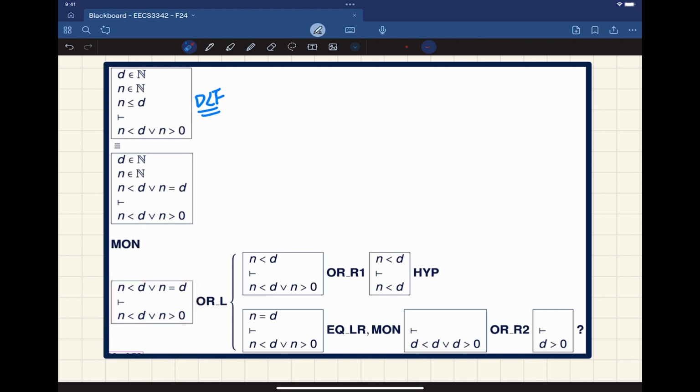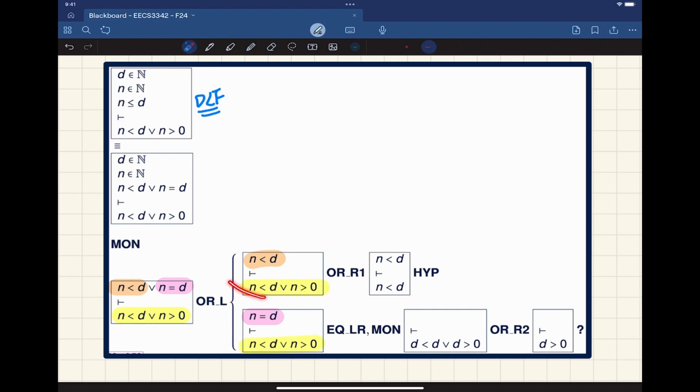And then we're going to use ORL. The way to use it is like this. N less than D is one of the disjuncts in the hypothesis. Let me draw better. There we go. This one corresponds to this one, and also this one here corresponds to this one over here. And you can see the goal over here remains the same. So I'm really applying ORL.